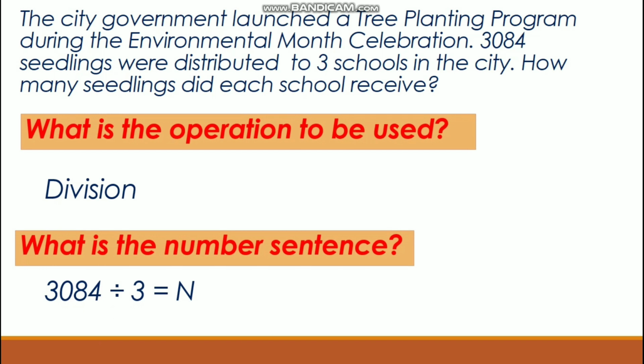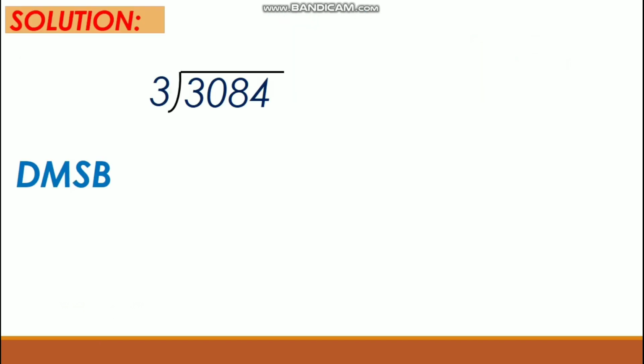Now, let us solve the numbers. Remember, DMSB stands for divide, multiply, subtract, and bring down. So we are going to use that in dividing the numbers. First, let's divide the leftmost digit, which is 3. 3 divided by 3 is equal to 1. And then 3 times 1 is equal to 3. 3 minus 3 is 0. And we are not going to write 0. Then, we are going to bring down the digit 0.